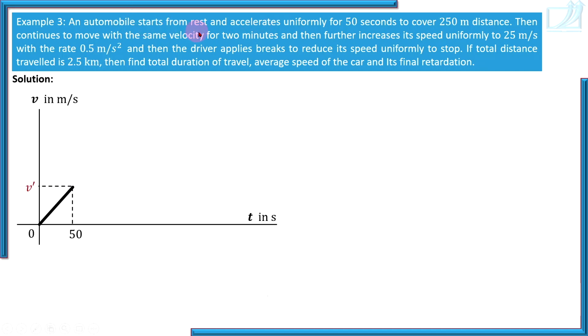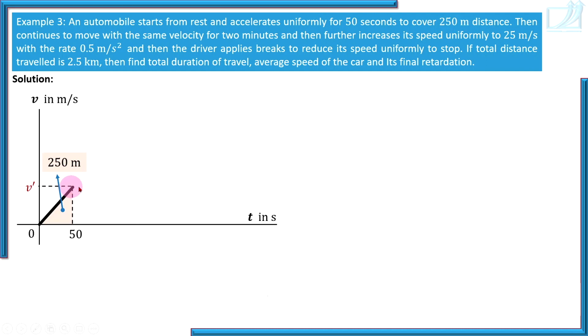An automobile starts from rest, accelerates uniformly for 50 seconds. That is what we have shown in the diagram, to cover 250-meter distance. In the sense, this area under VT diagram gives displacement. This area is distance travelled, you can directly write 250 meters. Have you understood? This is that information we have shown in the graph.